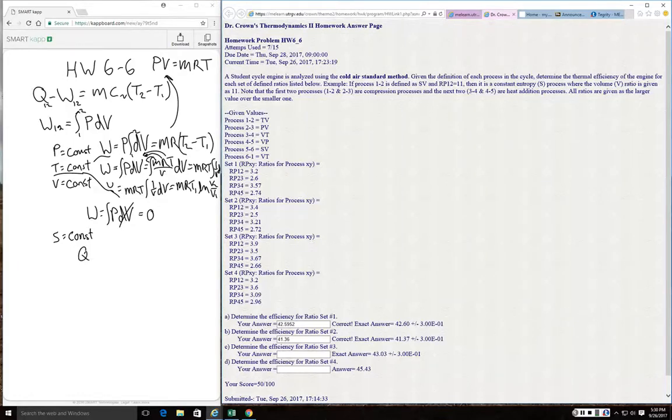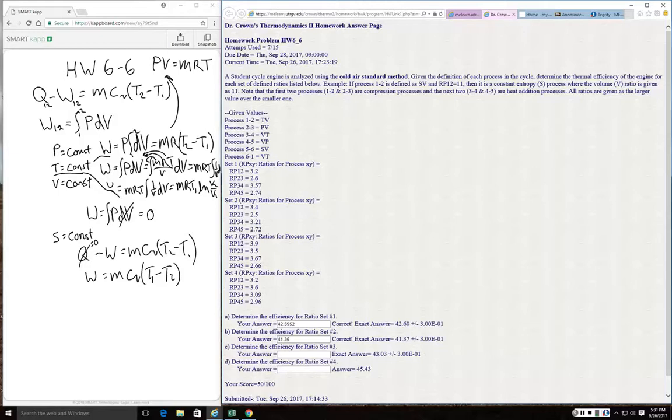Q minus W equals m Cv (T2 minus T1) if it's process 1, 2, so that the work equals m Cv (T1 minus T2).